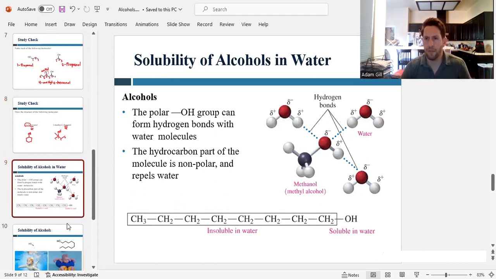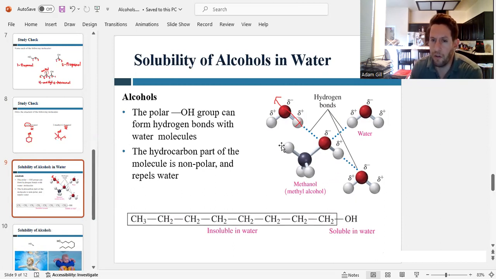Okay, so now that we talked about how to name alcohols and classify them, let's talk about some of their physical properties. One of the most important things about alcohols is that they mix with water. Now let's take a look at why. Water is a polar molecule. Oxygen is more electronegative than hydrogen. And so you form a dipole going towards oxygen and away from hydrogen. The oxygen is partially negative. The hydrogen is partially positive.